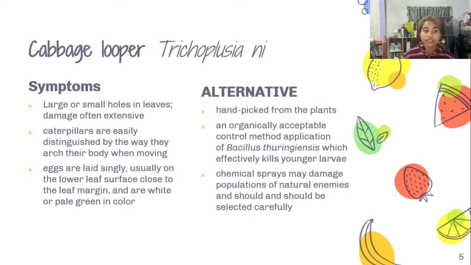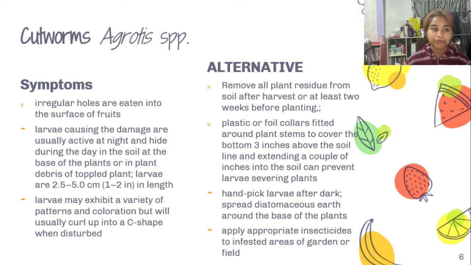Looper populations are usually held in check by natural enemies. If they do become problematic, the larvae can be handpicked from the plants. An organically acceptable control method is application of Bacillus thuringiensis, which effectively kills younger larvae. Chemical sprays may damage populations of natural enemies and should be selected carefully.